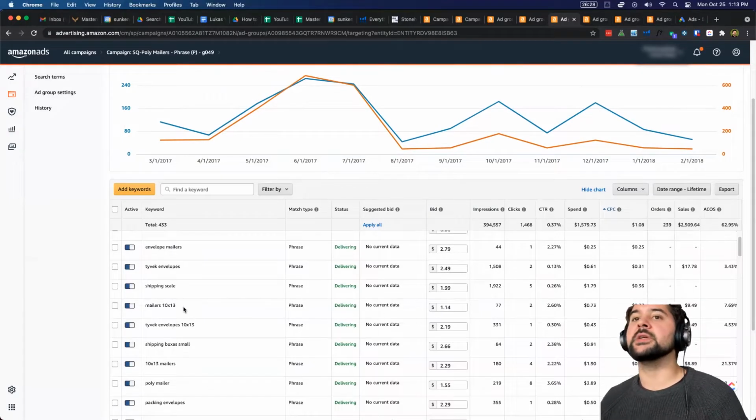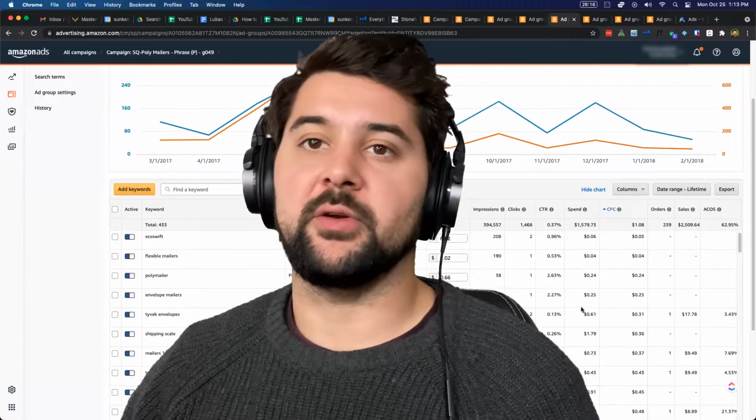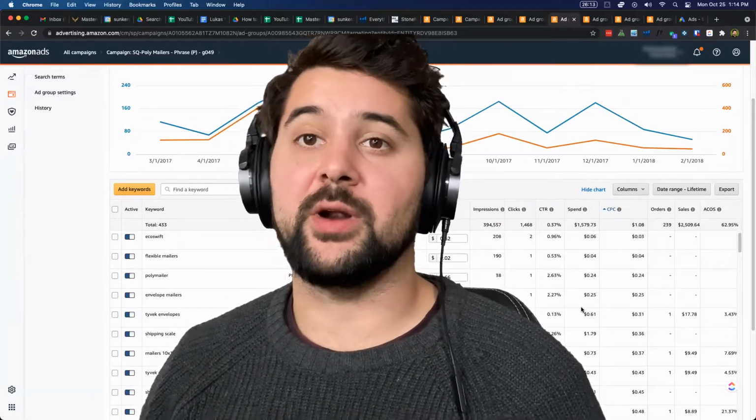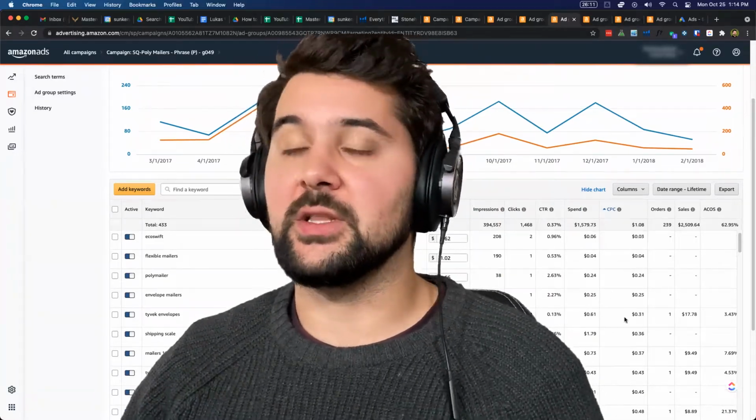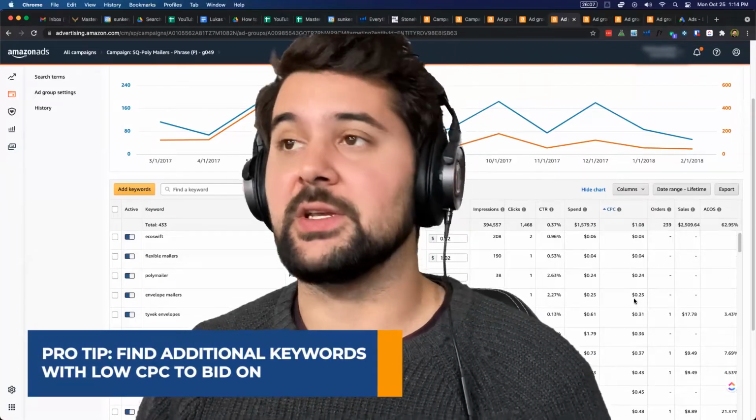Yeah, so this 114, we're looking at 10 by 13 polymailers, which once again, good keyword for us, really good click-through rate. Definitely can do more when we're looking at what we're paying for CPC, what our bid amount is, and our ACOS is super low. So if you would have just done low ACOS, you would have found this out probably at some point, but just using this low CPC is a good way to find keywords that are cheap that you can continue to bid on.